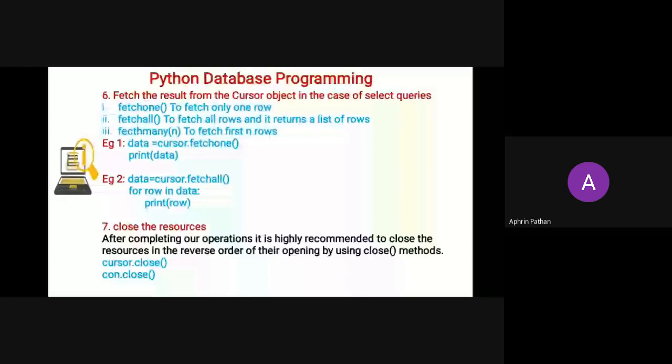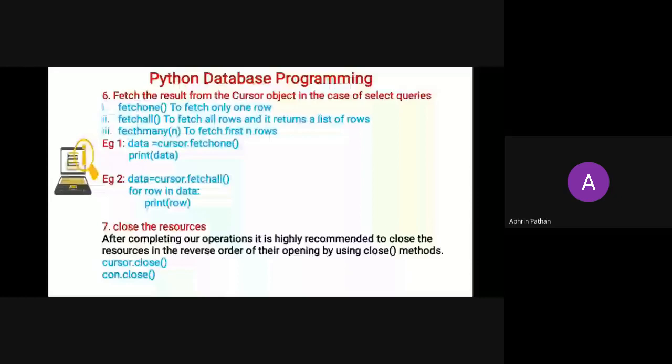If you are passing 10, the first 10 rows will be fetched. If you are passing 100, then the first 100 rows will be fetched. So depending upon your requirement, you can use any method: fetch one, fetch all, or fetch many. So this is the sixth statement.